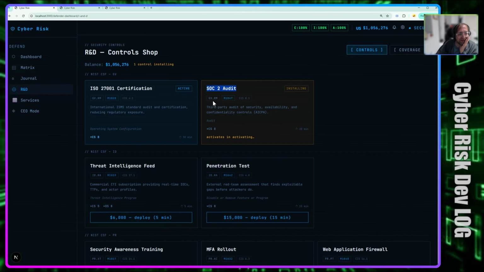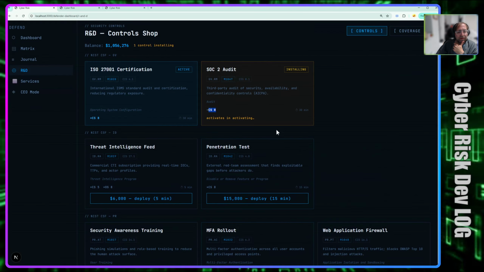And you can see I still put the CIS controls code, but what works in the game is the actual mitigations from MITRE. So you can see what's happening. This takes 30 minutes to complete. And this is the advantage that it gives you as a defender.